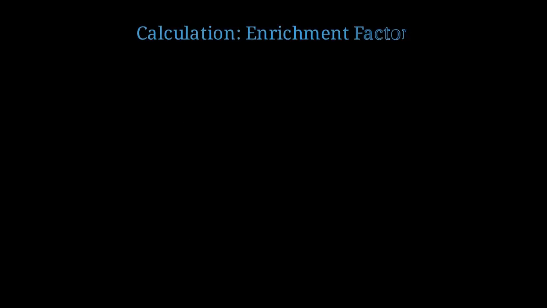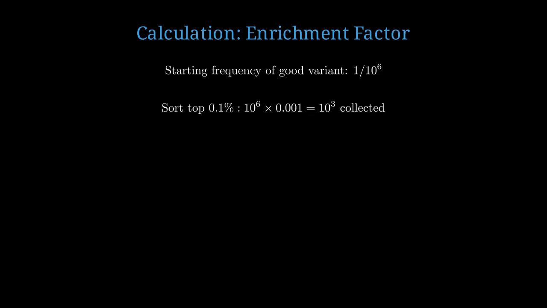Let's calculate how much enrichment we get in a single sorting round. This helps us understand how many rounds we need. Suppose we have one good variant hidden among 1,000,000 mediocre variants. The starting frequency is 1 in 10 to the 6. We sort and collect the top 0.1%. That's 0.001 times 10 to the 6, which equals 1,000 droplets collected.